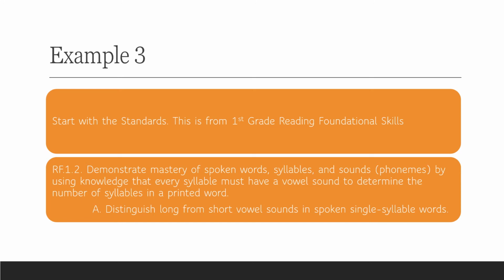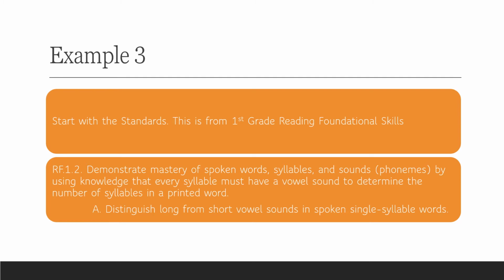Here's example number 3. We're going to start with the standards. This is from the first grade reading foundational skills standard. So again, you notice the RF is reading foundational skills. The 1 is first grade. The 2 is the second indicator in that section. Demonstrate mastery of spoken words, syllables, and sounds, which is phonemes, by using knowledge that every syllable must have a vowel sound to determine the number of syllables in a printed word.